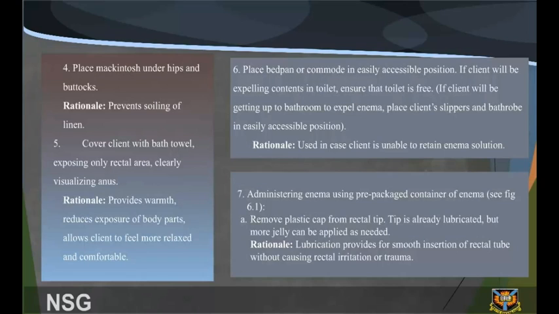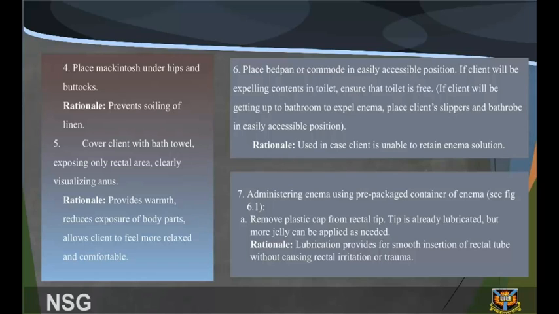4. Place Macintosh under hips and buttocks. Prevents soiling of linen. 5. Cover client with bath towel, exposing only rectal area, clearly visualizing anus. Provides warmth, reduces exposure of body parts, allows clients to feel more relaxed and comfortable.